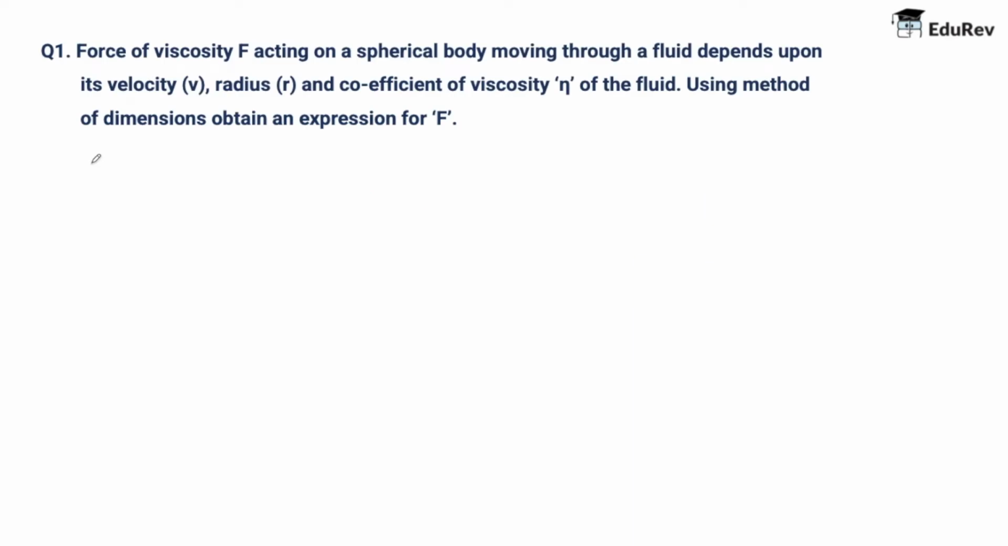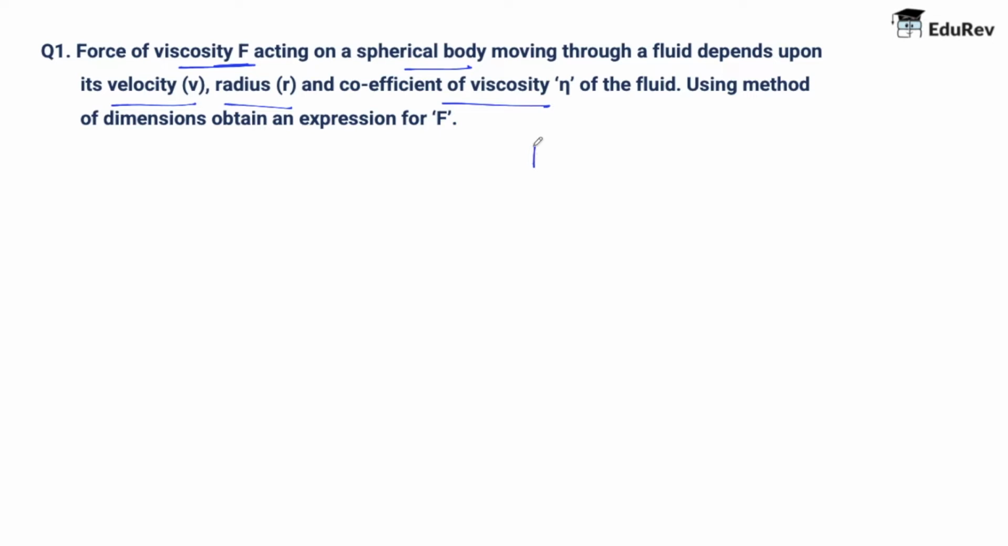Let's start with type 1 questions, that is, deriving the formula questions. So the first question states what? The first question states that a force of viscosity F, acting on a spherical body moving through a fluid, depends upon velocity, radius and the coefficient of viscosity, that is eta, of the fluid. Now we need to use dimensions to obtain the formula of F.